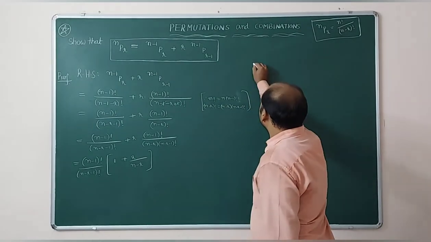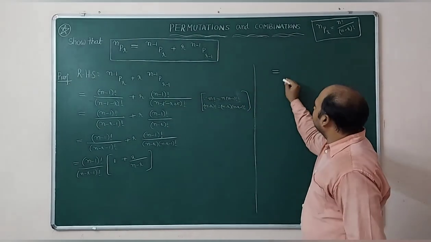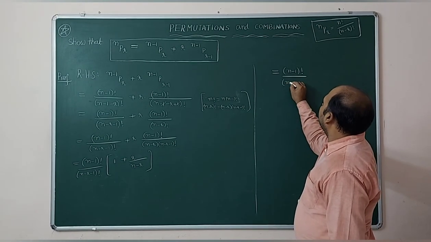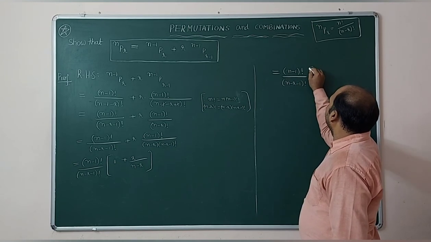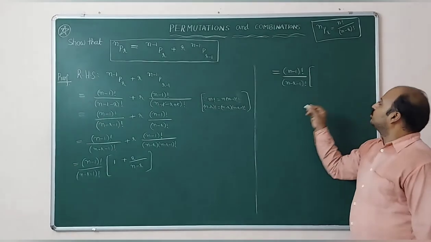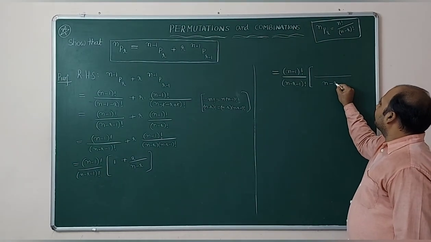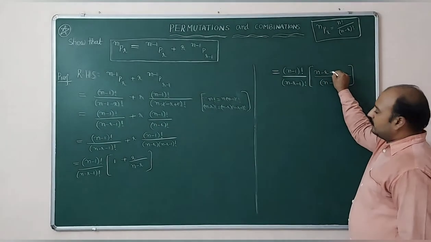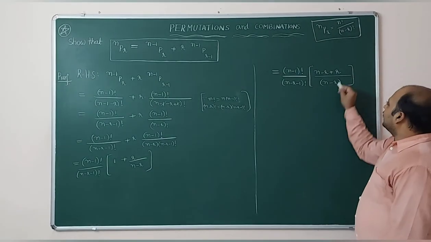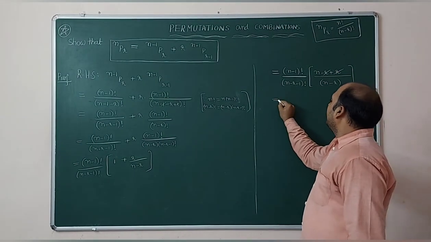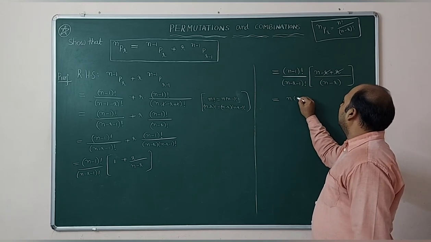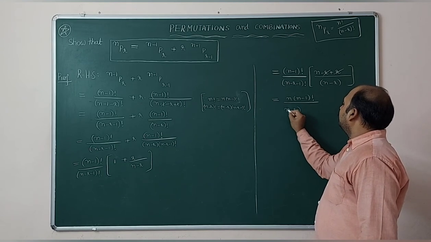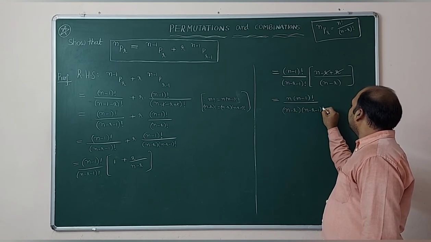Now simplification, it is equal to n minus 1 factorial divided by n minus r minus 1 factorial into, you take LCM here, n minus r, so n minus r plus r. After taking LCM, plus or minus r get cancelled. In the numerator, n into n minus 1 factorial divided by n minus r into n minus r minus 1 factorial.